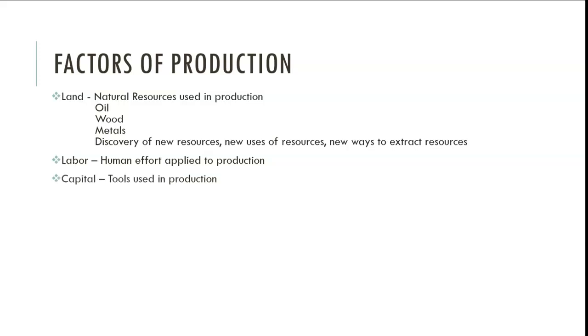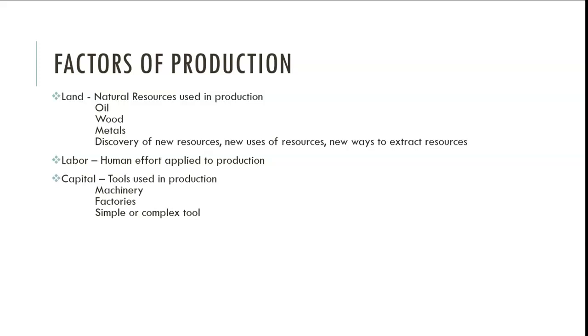Third, we have capital. This is the tools that we use in production. It could be any type of machinery. It could be the factories that we use to produce things. It could be a simple tool or a complex tool. For example, if you are a farmer and you've been digging holes with your hand to plant your seeds, now all of a sudden you have a shovel. That's a simple tool, but it is capital because it's going to make your production better.